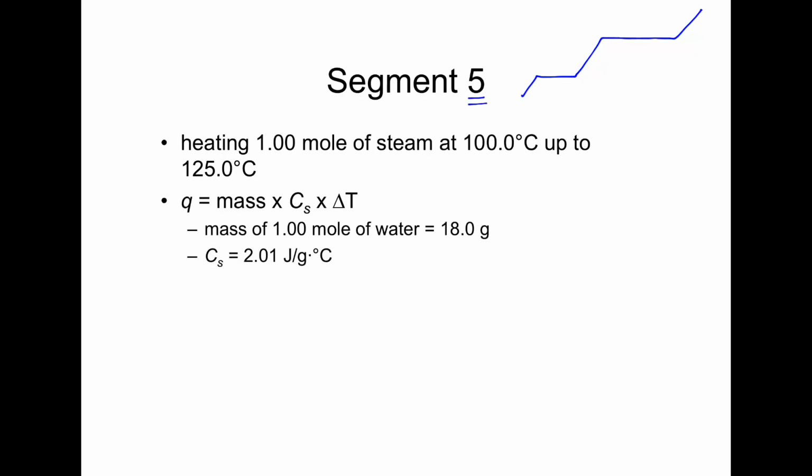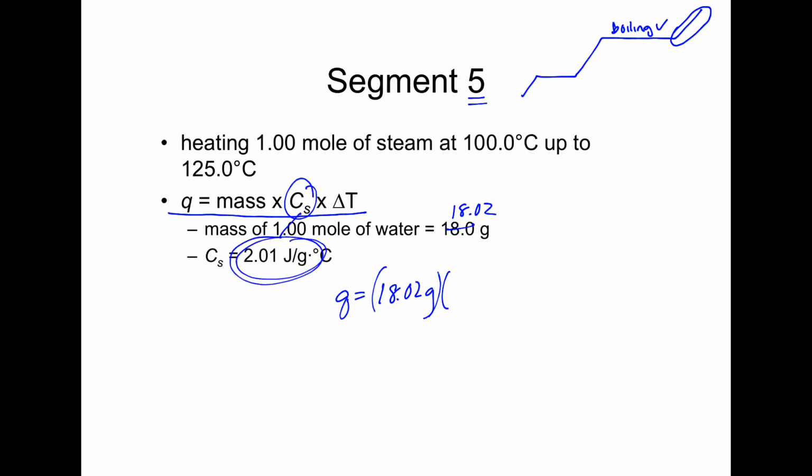Okay, and we are now at the last segment, which we were just boiling here, and we've done that. Now we are heating up the steam that we've created. Anytime we heat up, we're using this equation, and so I have my mass, and that was 18.02, because I have 1 mole. The specific heat of steam is lower than the specific heat of water. It's actually easier to heat up steam than it is water.